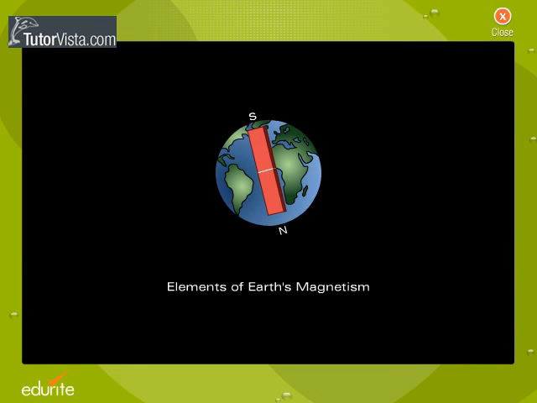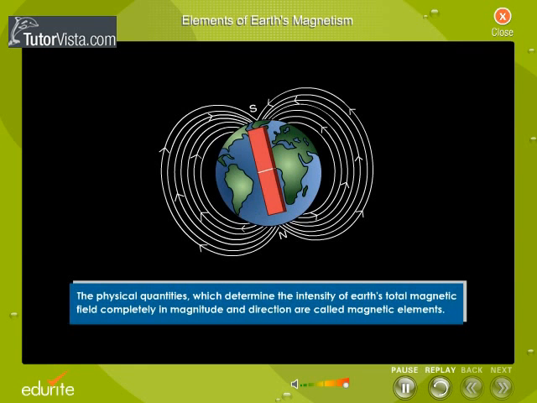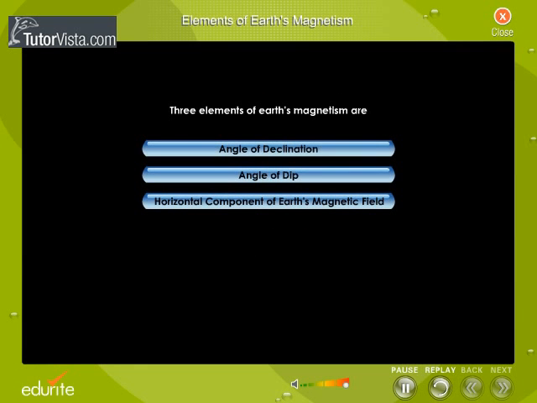Elements of Earth's magnetism. The physical quantities which determine the intensity of Earth's total magnetic field completely in magnitude and direction are called magnetic elements. Three elements of Earth's magnetism are angle of declination, angle of dip, and horizontal component of Earth's magnetic field.